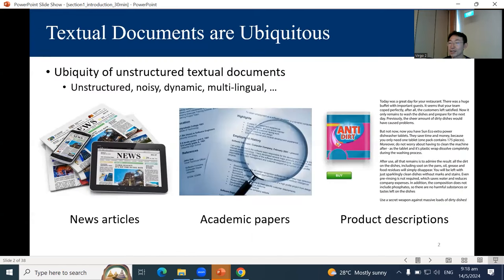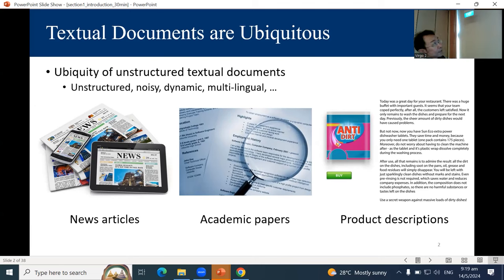So the first part here is really opening. We're going to take you first into a gentle introduction to some of the underlying methods: what are some of the basic things that people do with graphs, what are some of the basic things people do with text, and then we motivate how we can bring them together in a seamless manner.